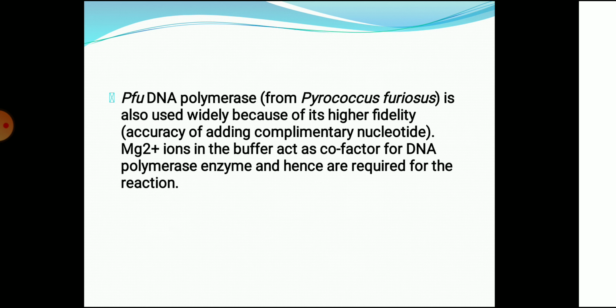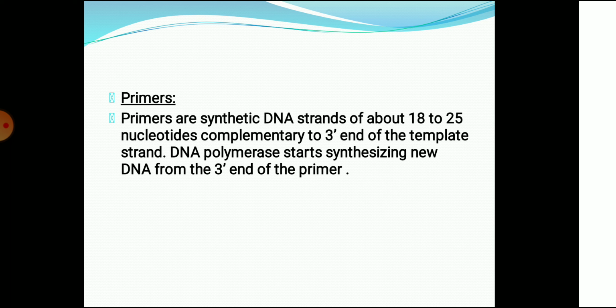Pfu, that is DNA polymerase from Pyrococcus furiosus, is also used widely because of its higher fidelity. Primers are synthetic DNA strands of about 18 to 25 nucleotides complementary to the 3' end of the template strand. DNA polymerase starts synthesizing new DNA from the 3' end of the primer.